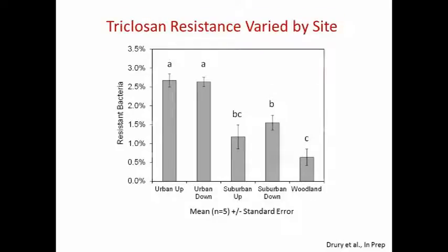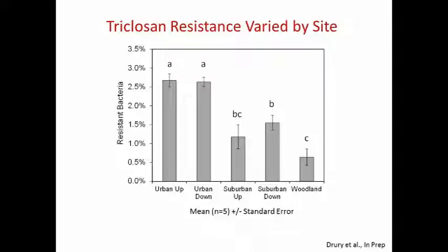However, if you look at triclosan resistance, there's a big difference between the sites that sort of follows the pattern of triclosan concentration. So this is my urban upstream site, urban downstream, suburban upstream, suburban downstream, and my woodland site. This is the percent of bacteria able to grow on those plates at that elevated level of triclosan, that 16 milligrams per liter. So you can see this nice pattern, high resistance levels at the urban sites, significantly lower resistance levels at the suburban sites, and then the lowest resistance level at the woodland site.